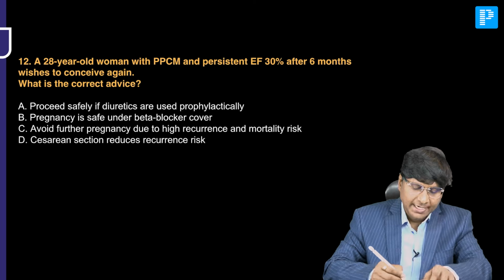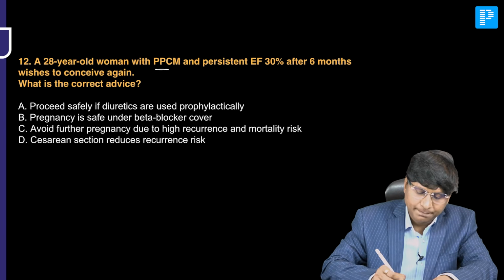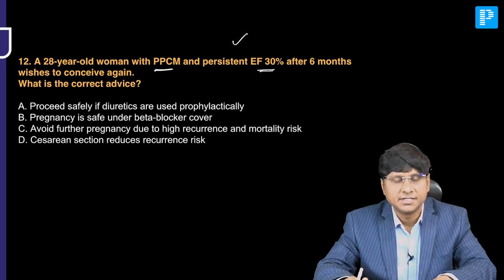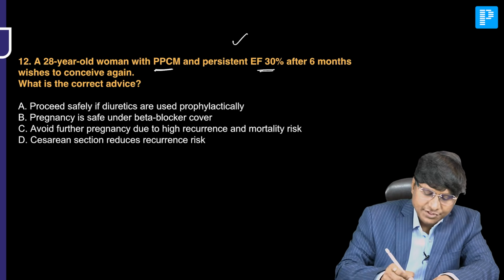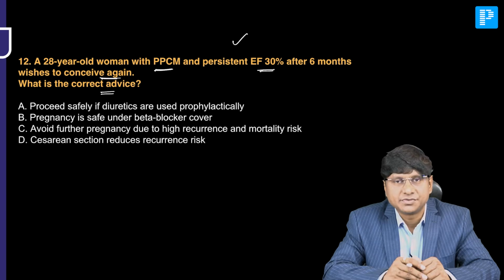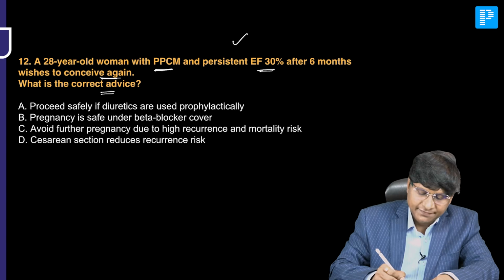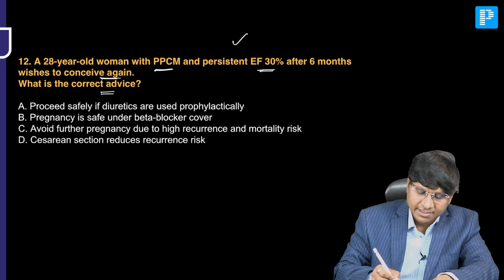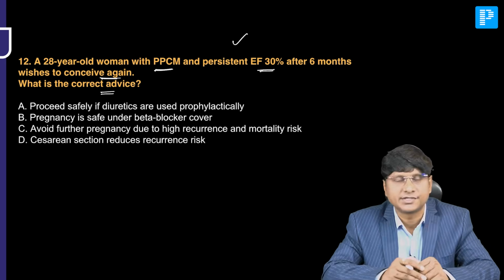Right? Next question. A 28-year-old woman with peripartum cardiomyopathy and persistent ejection fraction of 30% after 6 months wishes to conceive again. What is the correct advice that you will be giving in this individual? The options are proceed safely if diuretics are used prophylactically, pregnancy is safe under beta blocker cover, avoid further pregnancy due to high recurrence and mortality risk, cesarean section reduces the recurrence risk.